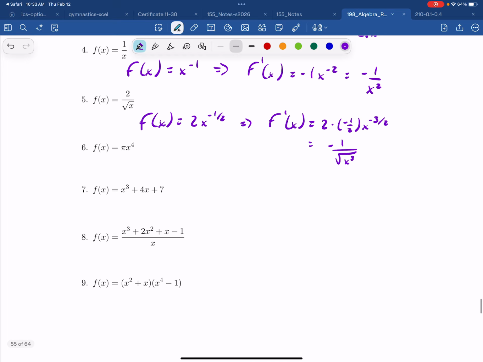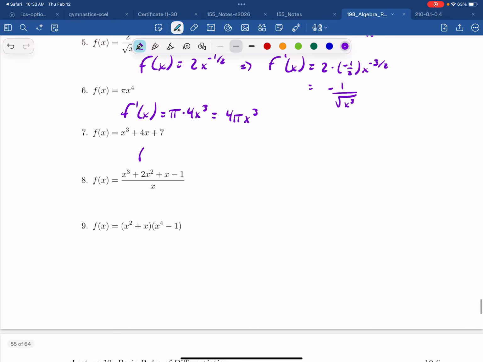Okay. Number 6, don't get fooled by that weird coefficient of pi. It's just a constant. It just stays along for the ride. For number 7, f prime of x, right? Just do the power rule a bunch of times. Remember, the derivative of 7, or any constant, is 0.